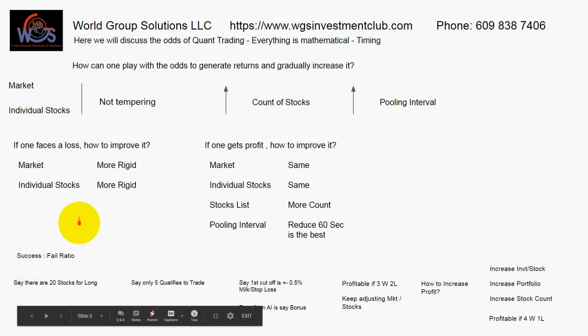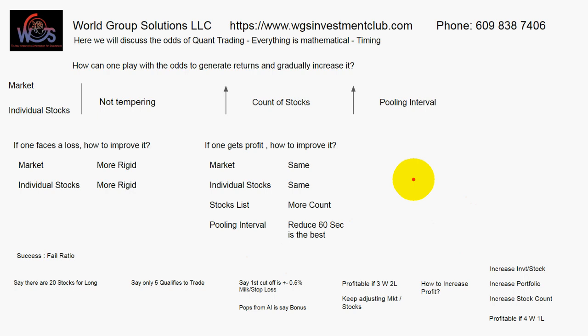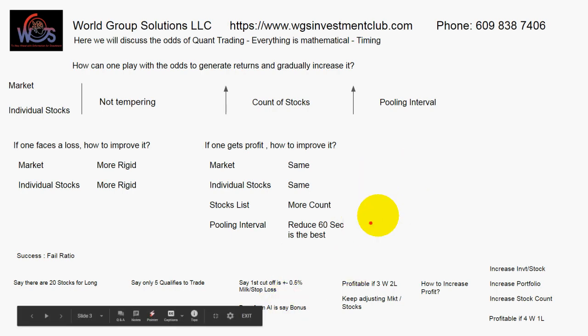So having said that, success to fail ratios: say you have got 20 stocks, and say only 5 of them qualify to trade based on the market conditions here. So let's say on the first cut you're saying, okay, if it goes north, assuming it's a long position, by half a percent, I will take that. Or if it goes south by minus half a percent, I will absorb that loss. And you notice that out of five, three are winning, two are losing. So, of course, this is a profitable scenario, because two wins will knock out two losses, so you're making money out of one.